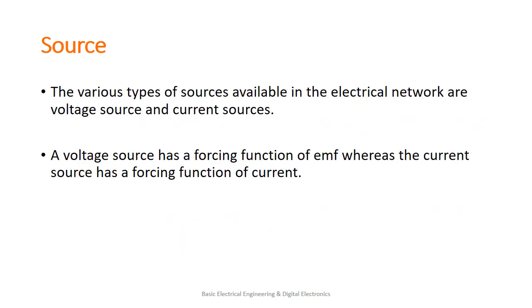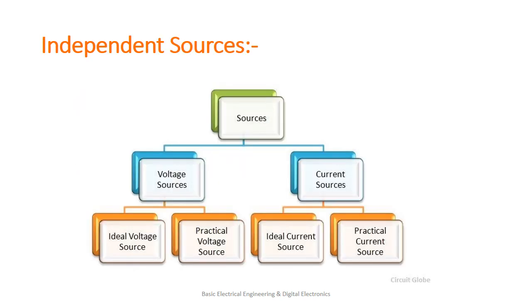The various types of sources available in an electrical network are voltage source and current source. Basically, a voltage source has a forcing function of EMF, whereas a current source has a forcing function of current. So these are the independent sources. Sources have basically two main types: one is the voltage source and the second is the current source. A voltage source has two important types, ideal voltage source and practical voltage source. Similarly, a current source has two types, ideal current source and practical current source.